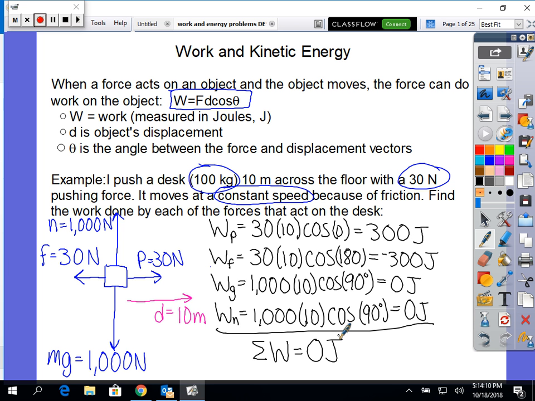Notice the pushing force in the direction of motion is a positive number. That means by pushing it, I'm adding energy. The friction force is in the opposite direction. It's a negative amount of work. Friction is taking away energy. It's changing it into heat or vibrations, noise, other things like that. Gravity and normal force are not doing any work at all.